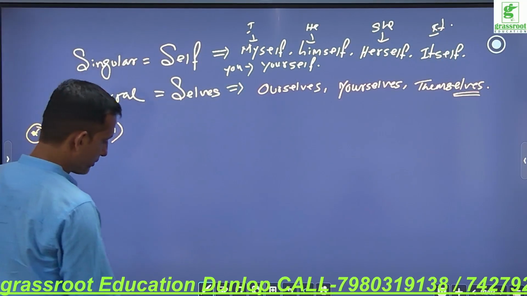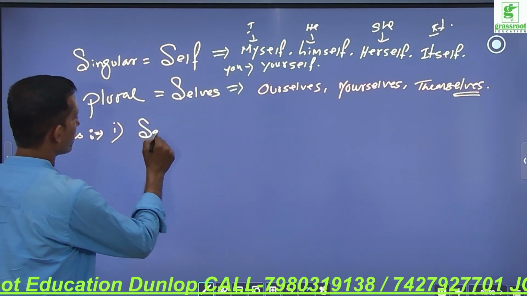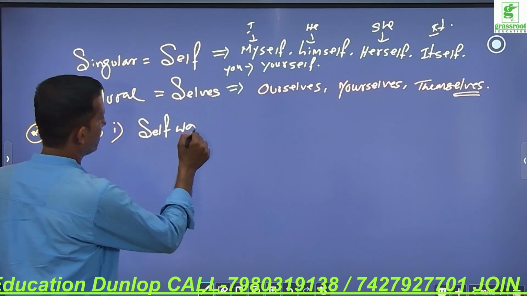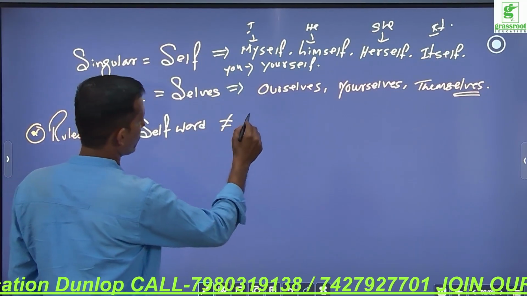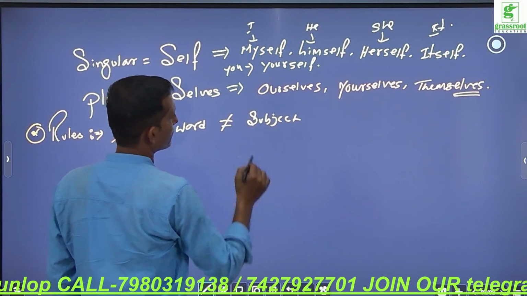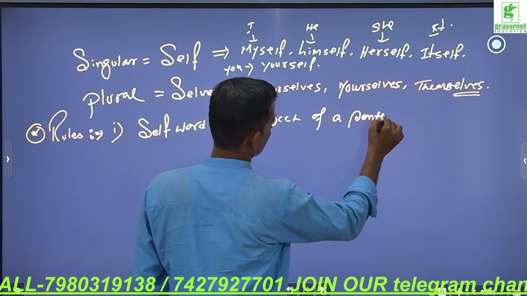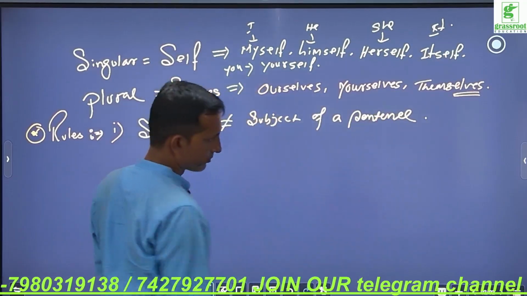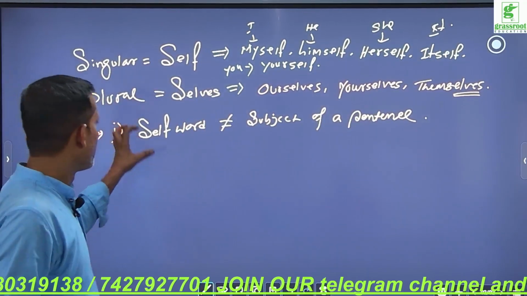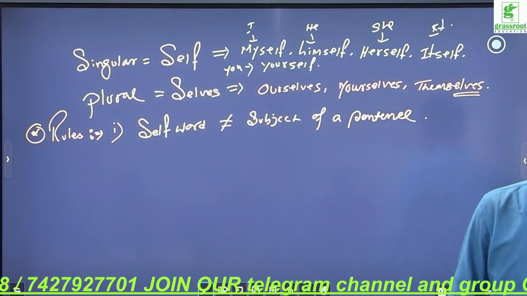Rule number 1. Self word is not equal to the subject of a sentence. That means a self word cannot be used as the subject of a sentence. Is it clear or not?